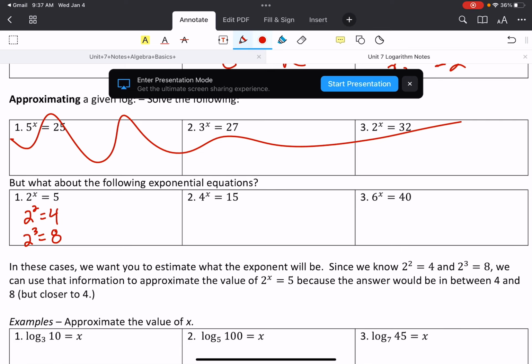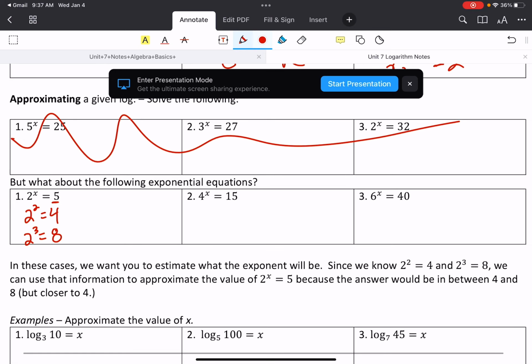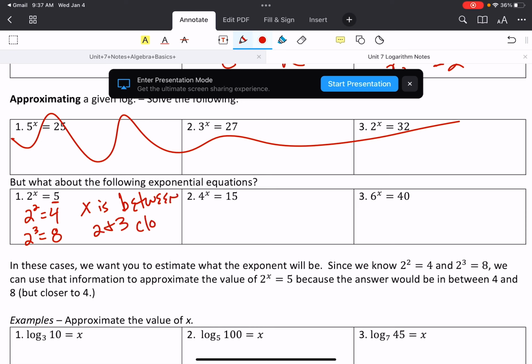You with me? Okay, so because 5 is in the middle of 4 and 8, I know x is between 2 and 3. I feel like it would be really close though. Closer to 2. 2.1. Yeah, maybe.